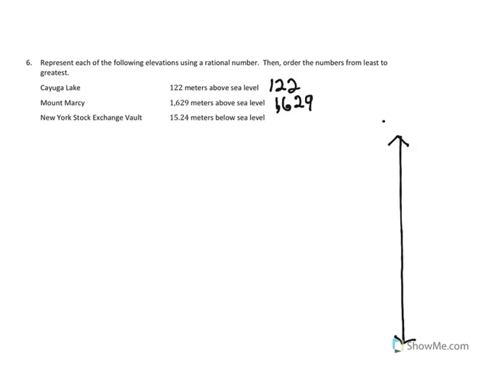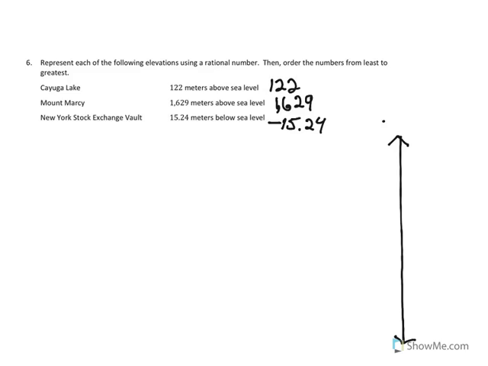What would be the integer without the measurement, just the rational number for 15.24 meters below sea level? Negative 15.24. All right, now these are a lot of numbers to put on a number line, so we have to know where they go. We're not going to do all of them. So let's put our 0 in here.